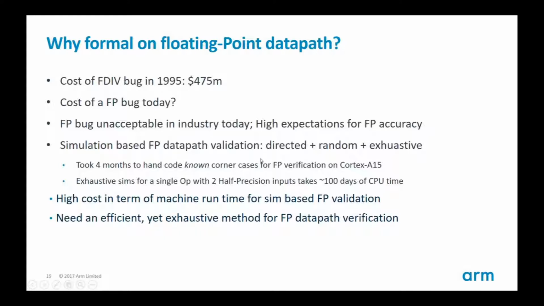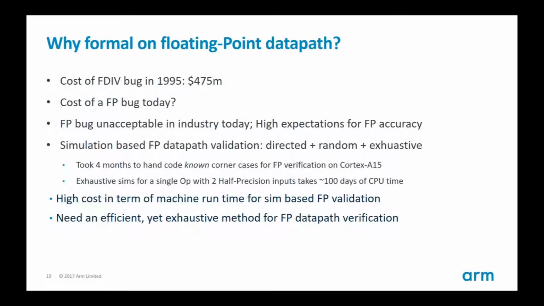Just a bit of an introduction here. In 1995, we had this Intel Pentium bug, which cost about $500 million to Intel. And think about that. What will be the cost of a floating point bug today to Intel or ARM? In fact, the understanding in the industry today is that a floating point bug is unacceptable. There are high expectations of accuracy from floating point. There is little tolerance for a bug in that area.